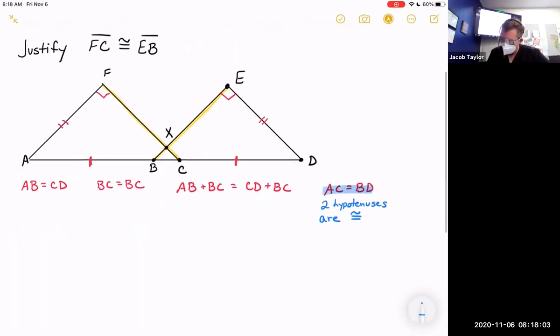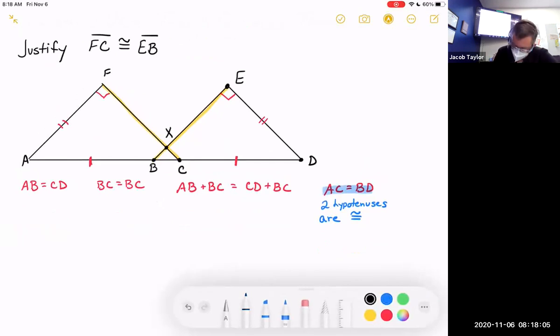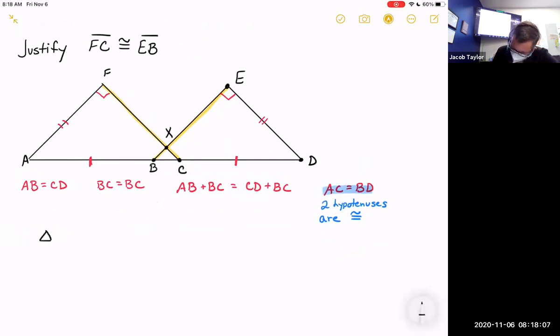So we have now proven, as Emily said, using HL, that triangle AFC is congruent to triangle, we got to make sure we get the order right, AFC would be congruent to DEB by the HL theorem.